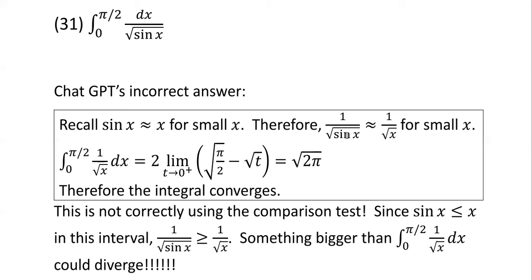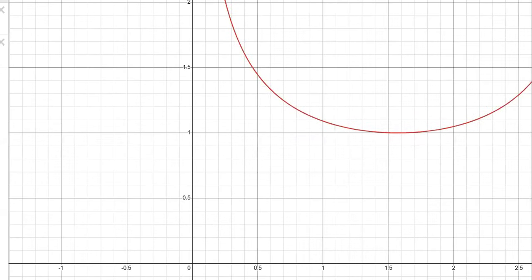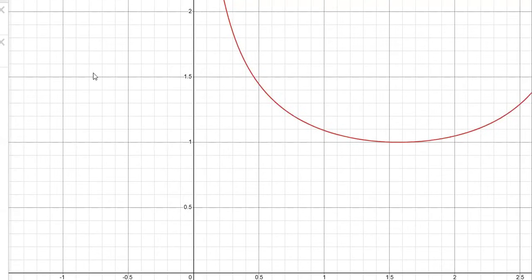Let's look at how these two curves look: 1 over square root sine x, and 1 over square root x. Okay, so I have it on Desmos. Let's open it. So this curve is 1 over square root sine x. By the way, I'm only looking at between 0 and about 1.5 because pi over 2 is around 1.5, okay? So this is 1 over square root sine x on screen right now, and then let me plot 1 over square root x. Okay, so ChatGPT concluded that the improper integral from 0 to pi over 2 is somewhere over here, the pi over 2 somewhere over here. We integrate all the way to 0. So that's what's improper. You can see it's infinitely growing.